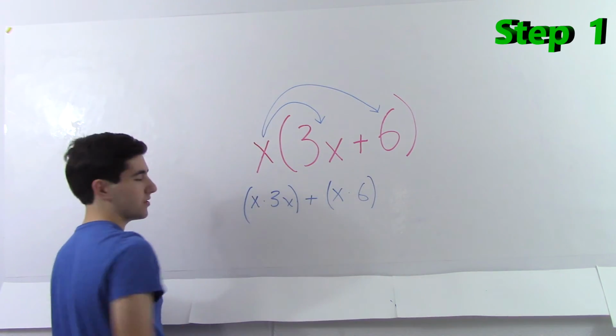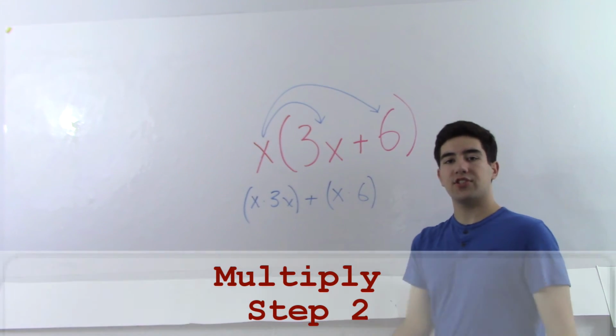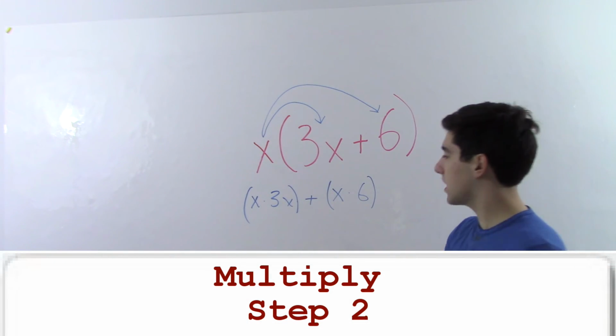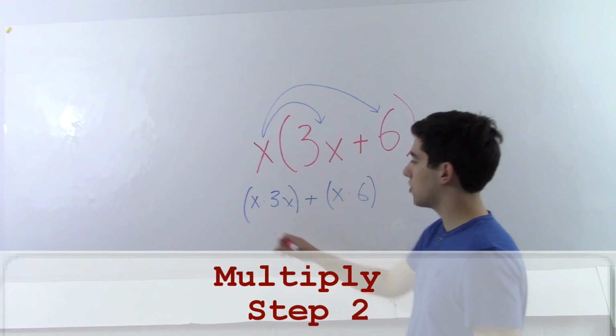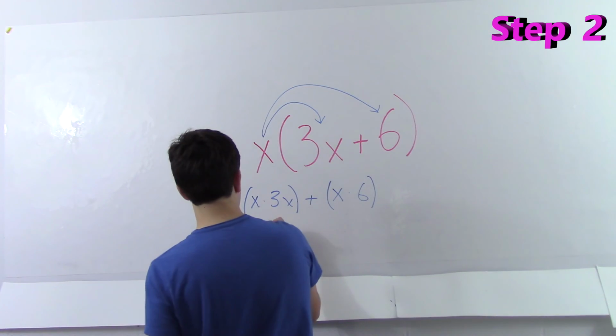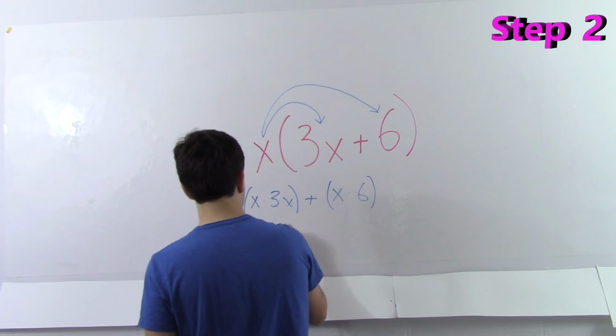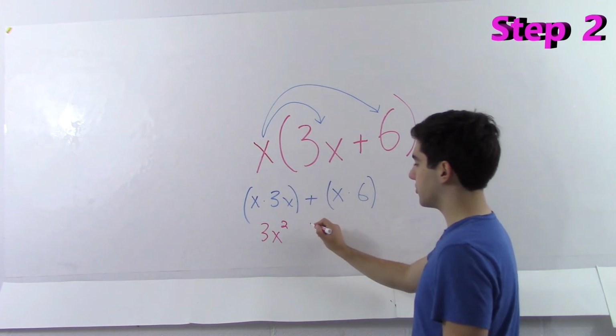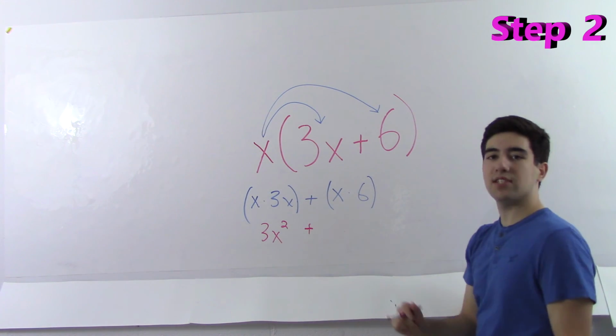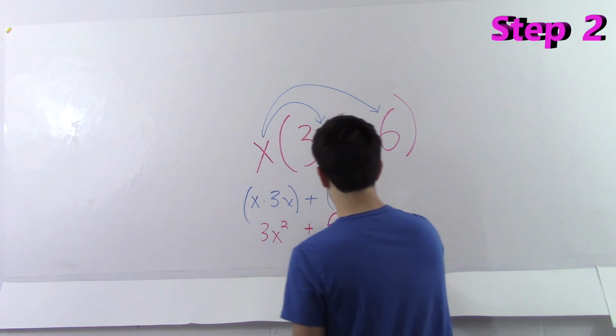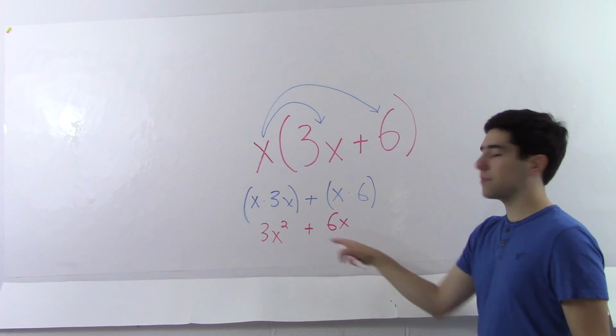Then you're going to move on to your second step, which is multiplication, and you're going to multiply what's in your parentheses. So x times 3x is 3x squared. Bring down your addition sign. And x times 6 is 6x. And that would be your final answer, 3x squared plus 6x.